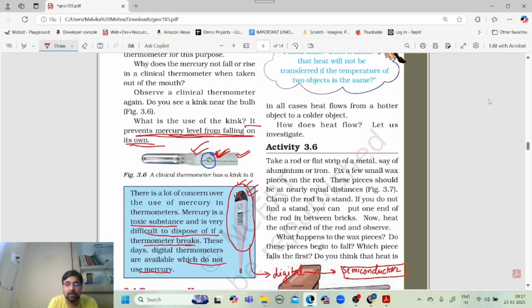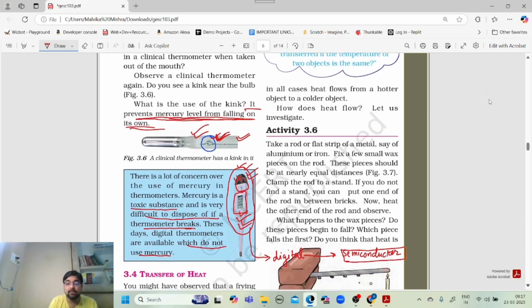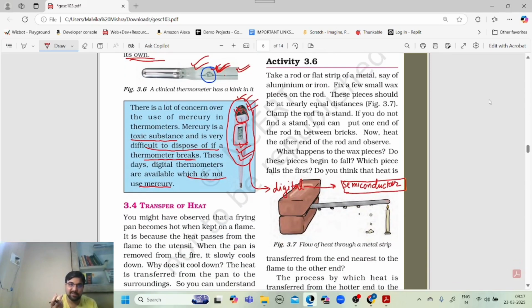This was the role. Now once you take it out, if there is no kink, and there is nothing else substituting the kink in the digital thermometer, then obviously we will not get the correct reading once we take it out of our mouth. So what is that object which is performing the role of the kink? I think the question is clear. So that object, let me tell you, is the memory card, right?